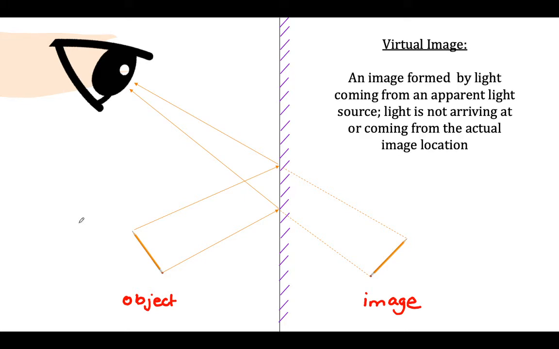This is an image formed by light coming from an apparent light source. So light is not arriving or coming from the actual image location. The reason why we've shown these dotted lines is because light is not actually traveling behind that particular mirror. Your brain is just making sense of it. It's just interpreting it in this particular way.